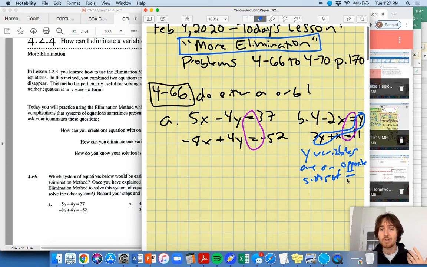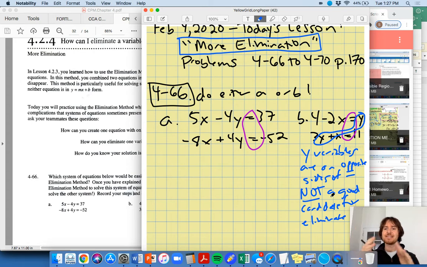When y variables are on opposite sides of equals, it's not a good candidate for elimination. When you've got variables you're trying to eliminate and they're on opposite sides, you can't really do that. We'd have x and y on this side, we'd still have y on the right side here. Not really eliminated here.